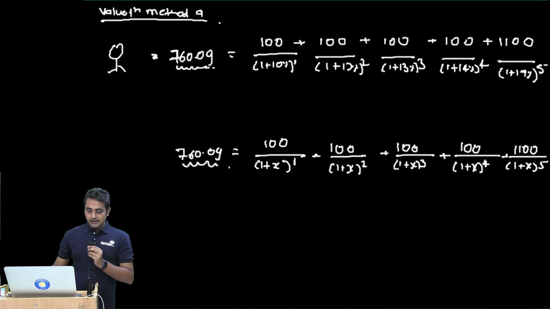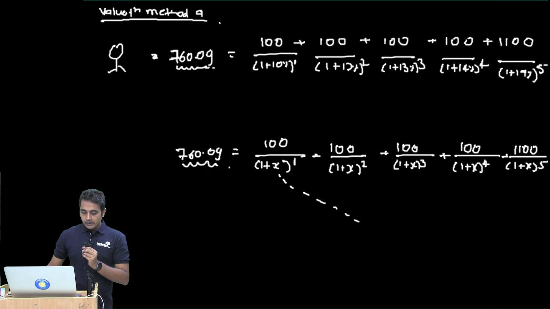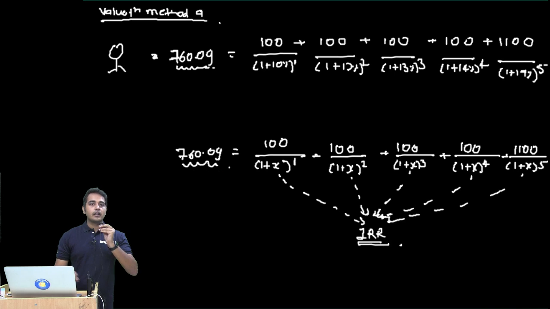Are you following this? And if you're observing this equation, you would realize that this number is going to be nothing but IRR. Correct? Because IRR is that rate which equates the set of cash flows. So this X is nothing but IRR. So we can easily solve this using the IRR function. So press the cash flow button.